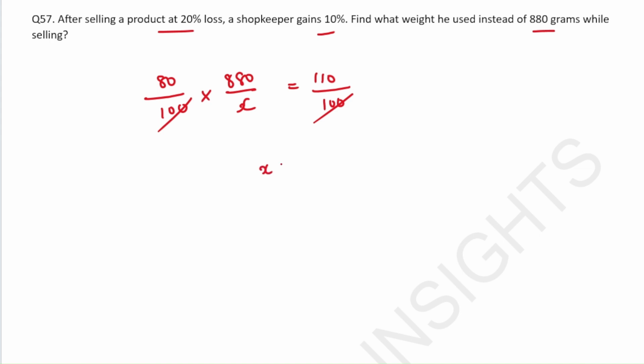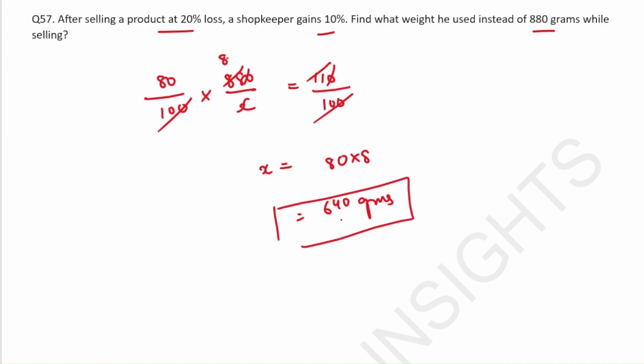So the value of x will be how much? This can also be cancelled, 0, 0 cancelled. So 11, 8. So the value of x will be 80 into 8, which will give you how much? 640 grams. So the seller used a weight of 640 gram instead of 880 gram. Then only he got a profit of 10%.